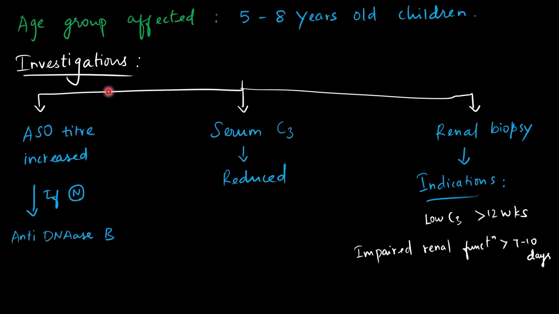So the investigations are ASO titer. We should see ASO titer, anti-streptolysin O antibody titer. It will be increased in case of PSGN. If it is normal, we should check for anti-DNase B antibody. And next investigation is serum C3 levels.